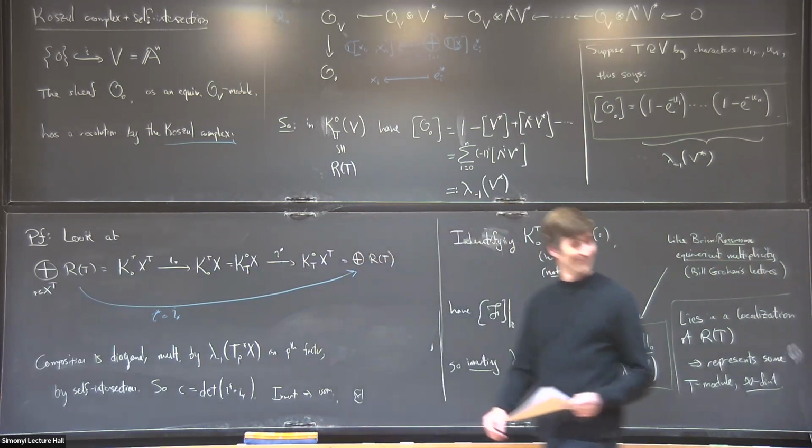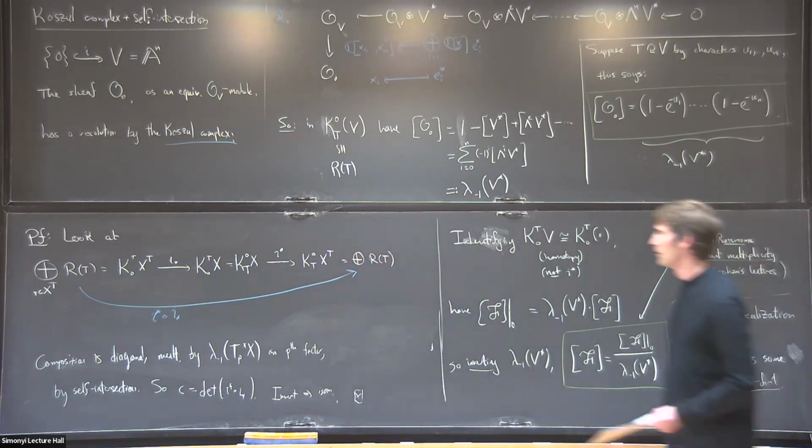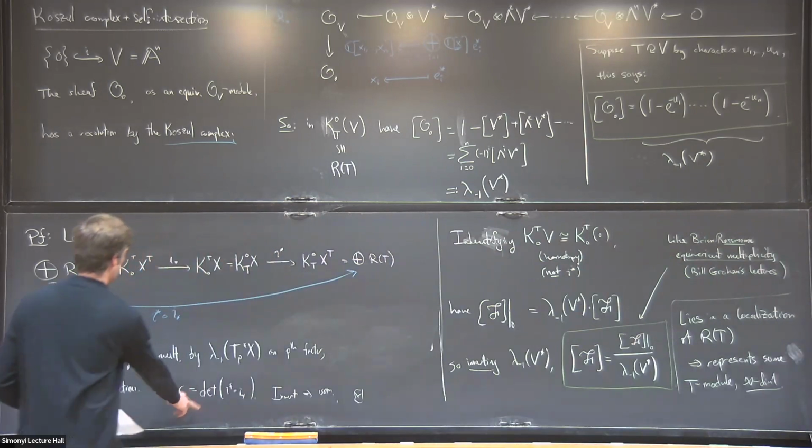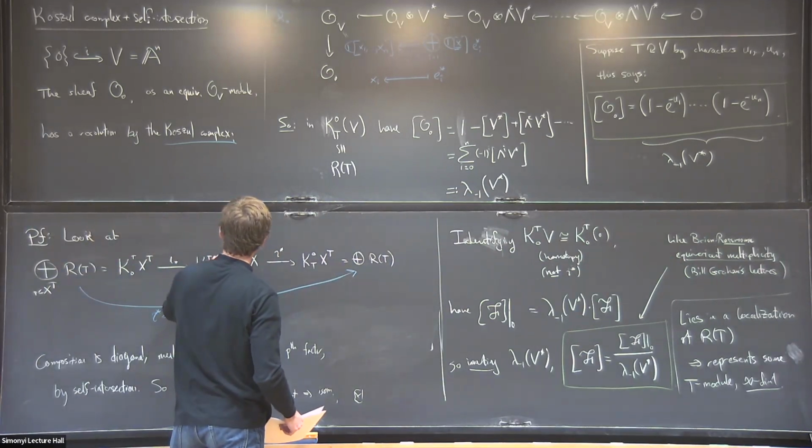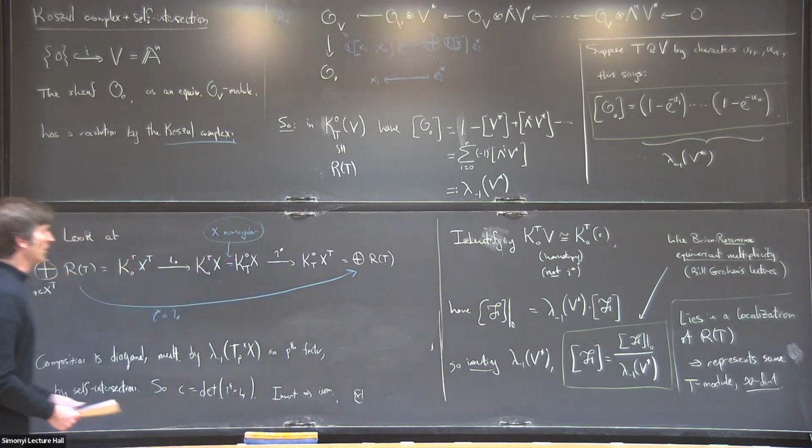Maybe a silly question. Why is the equality of dimension? Which one? This one? Oh, this one. Yeah, this is because X is non-singular. Okay. So this is what I call the main isomorphism.